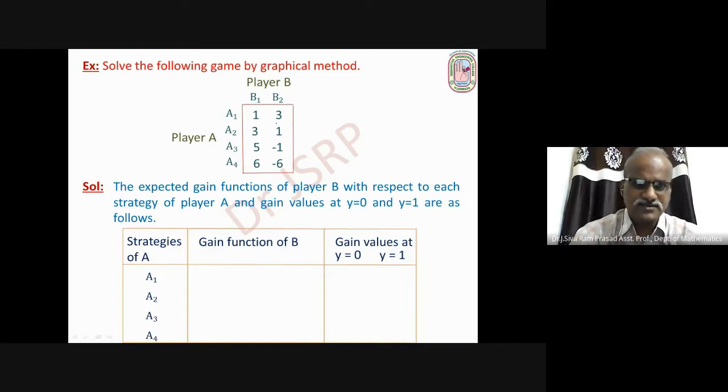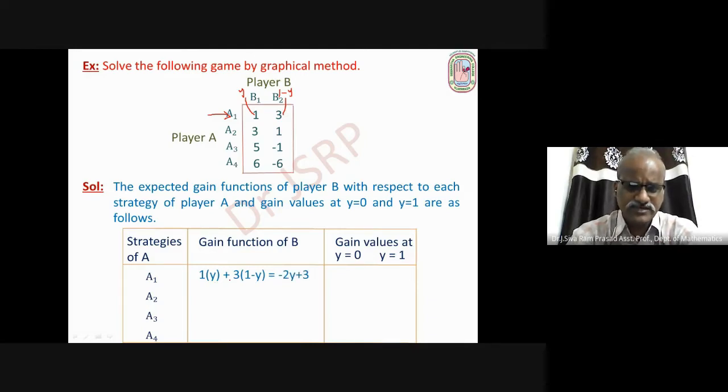First, corresponding to the first strategy of player A, what is the gain function for player B? For player B, the probability of the first strategy is y and the probability of the second strategy is 1 minus y. So corresponding payoff into probability: 1 into y plus 3 into 1 minus y.